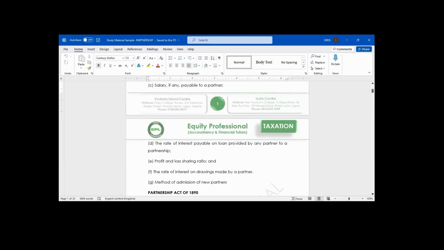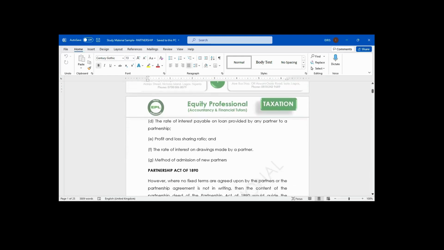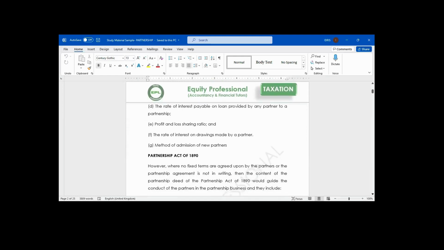Now, aside from that, when you want to form a partnership business and the partners fail to have a partnership deed, that means they did not sign an agreement at the beginning of the partnership business. Partnership Act of 1890 is what we are going to use in a situation where the partnership business does not have a partnership deed.